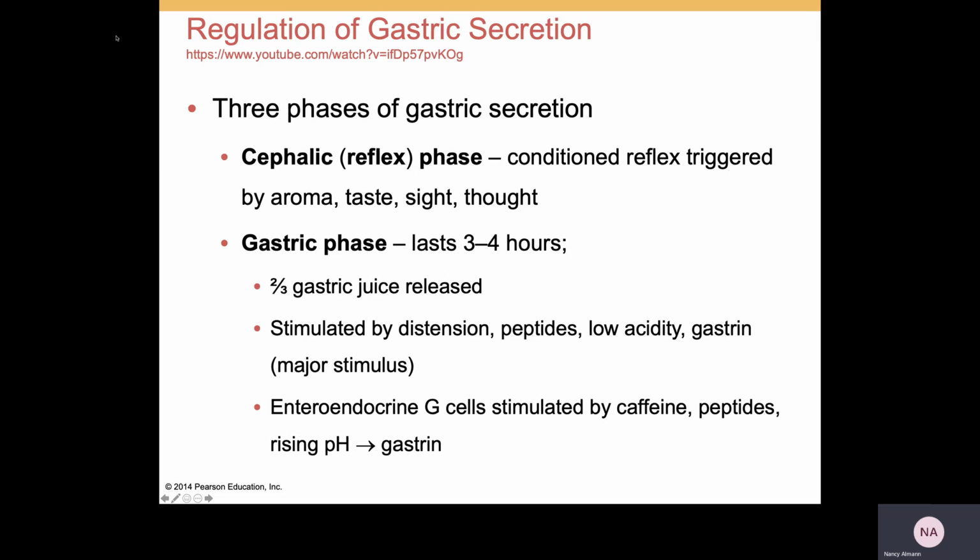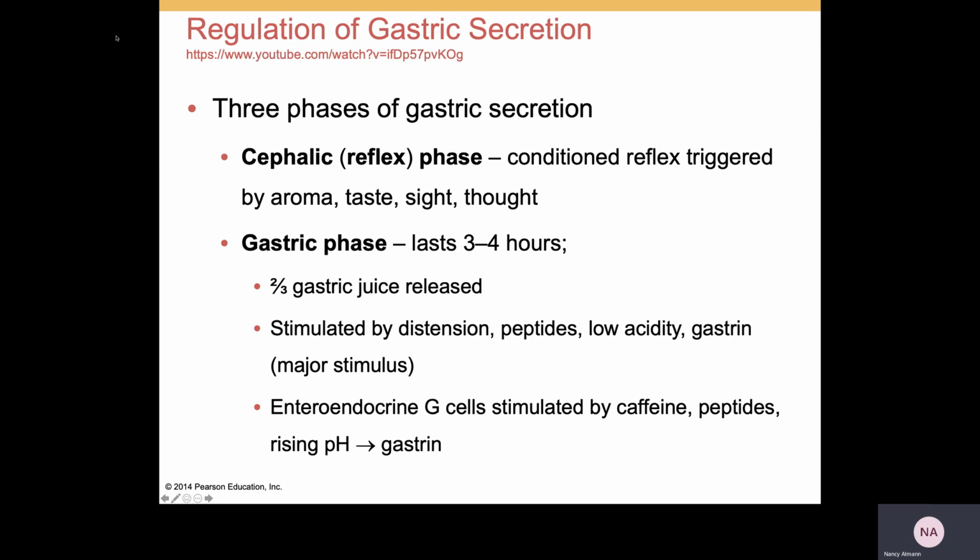There are 3 phases of gastric secretion. There's a video up there that gives you a lot more information, and you are welcome to watch that. This high-level description is what you need to know for this class. There are, like I said, 3 phases. The first is the cephalic phase. So it's basically a conditioned reflex that's going to be triggered when you think about or see or smell or taste food. The gastric phase lasts up to 4 hours.